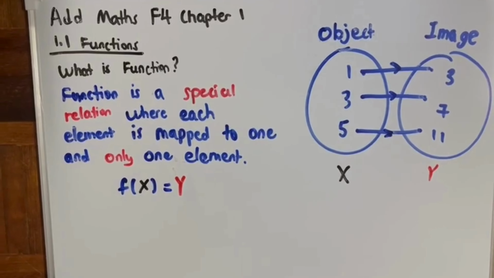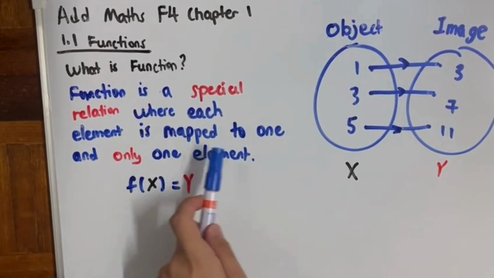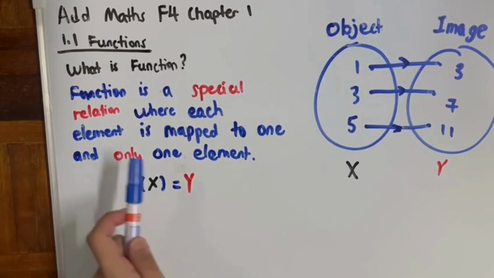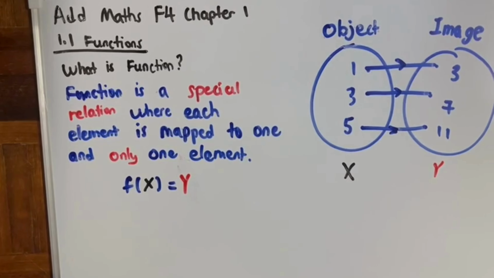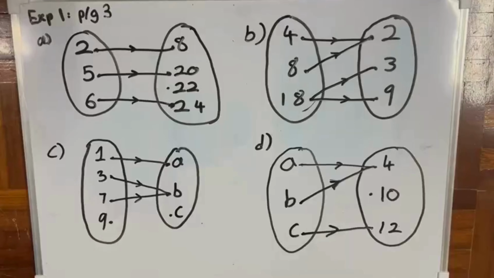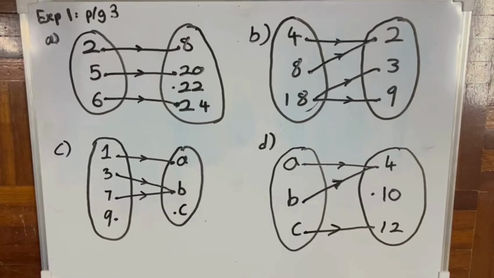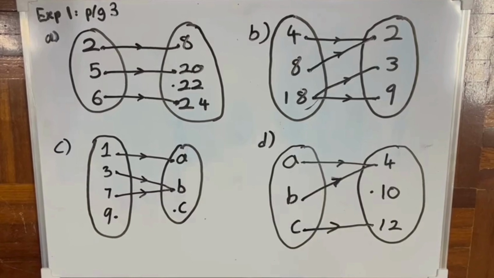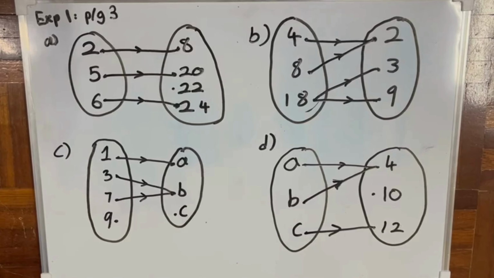What is a function? A function is a special relation where each element is mapped to one and only one element. In functions, we have two things, an object and an image. Now, we are going into example 1. If any of you are interested, you can refer to page 3 of the textbook.